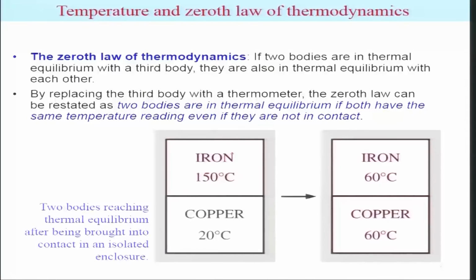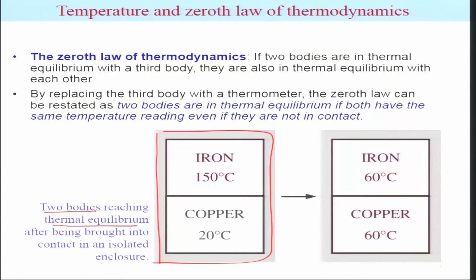So let's take an example. What you have done is you have taken an iron object which is at 150 degrees Celsius, put on top of a copper object which is 20 degrees Celsius, and you have isolated it. This is isolated in some sense. After a while, you see that both reach a certain temperature. Now we call it that the two bodies are reaching thermal equilibrium. Same temperature stands for thermal equilibrium.